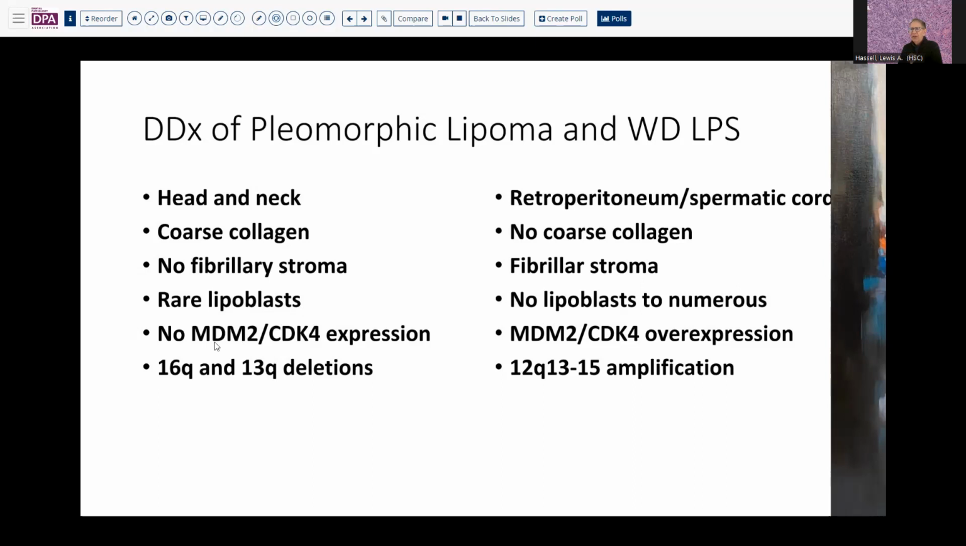And we've emphasized the MDM2 mutation, but you also can get CDK4 expression in well-differentiated liposarcoma, along with P16. So that also may be useful to you in differentiating these two if you don't have ready access to the MDM2 antibody or FISH testing.